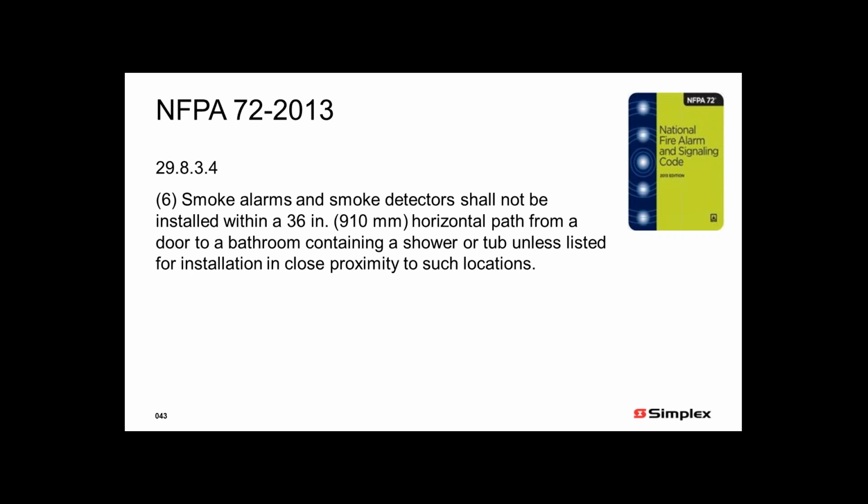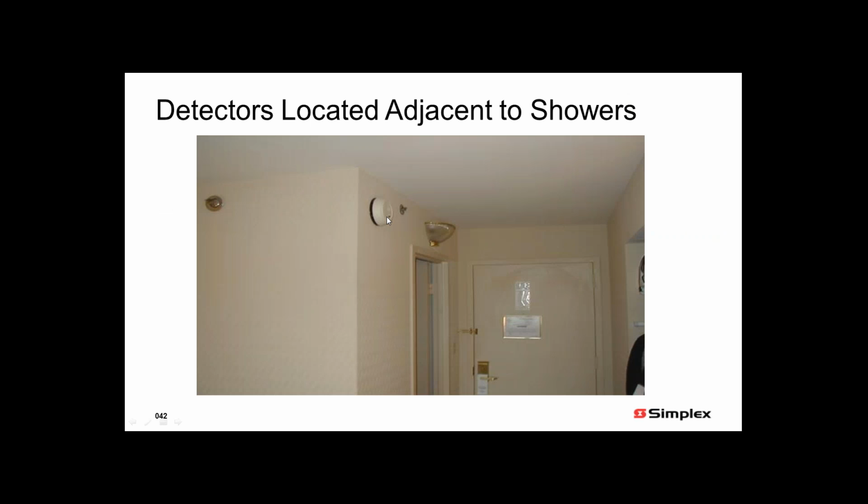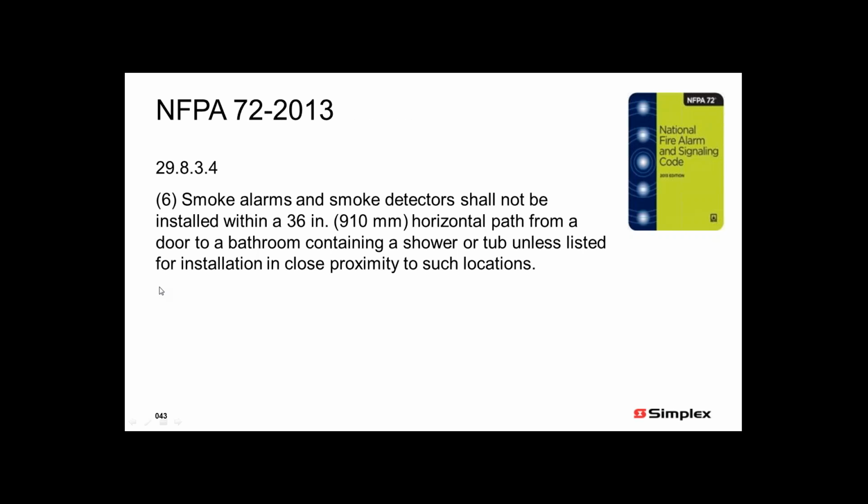Chapter 29, 29.8.3.4. And just to go back, this is what we're looking at. You can't be closer than 910 millimeters from the door, because as that steam rolls out, we don't want that steam to go into the head and activate the device. So 29.8.3.4 provides guidance on that.